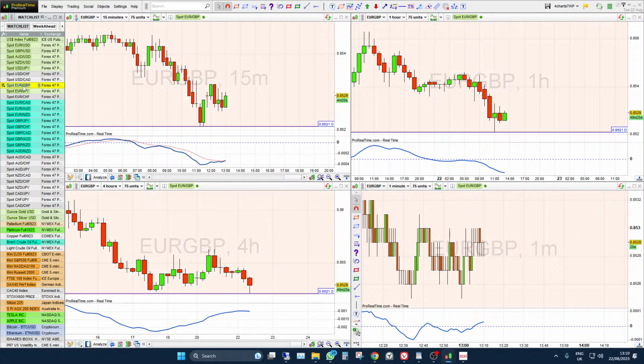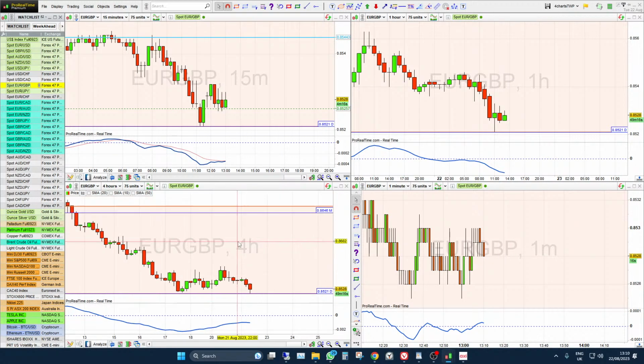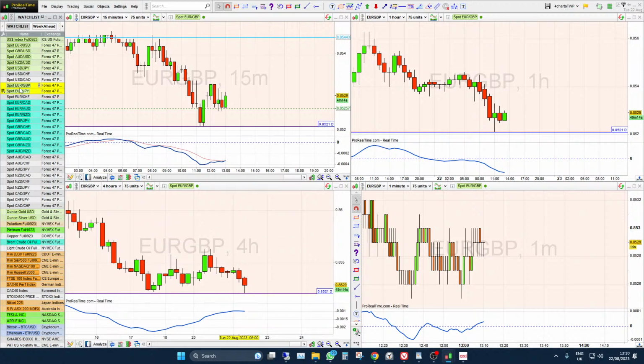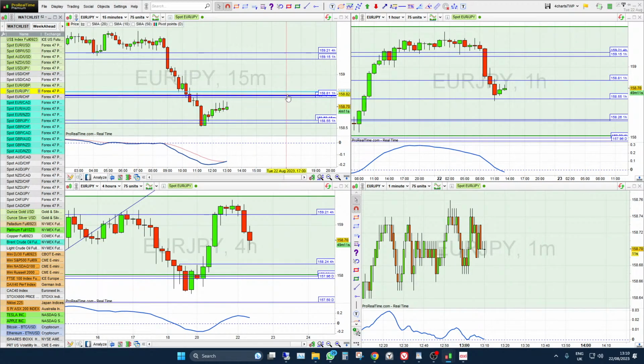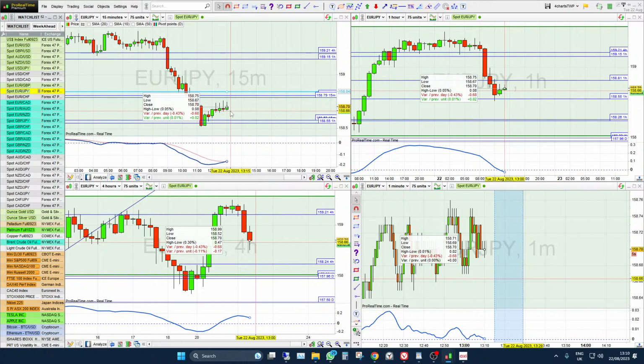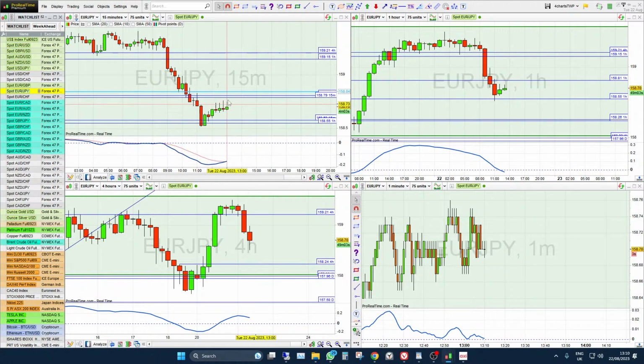Then we've got Euro GBP, which is just sitting at a level. That's my only concern with this one. Euro yen is stalling here. That's all a good sign. Again, if I could see a bearish candle break to the downside, that would be a bit of a clue. So that is something to watch for.